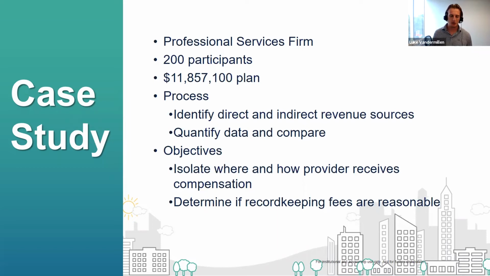The prospect was linked up with the advisor because the prospect had two main objectives in mind. We want to know where our provider is receiving compensation, and we want to determine if that compensation is reasonable. So the advisor said, okay, we'll go through this process of identifying all the different revenue sources, quantify that data, and compare it to a benchmark. So the advisor got to work.